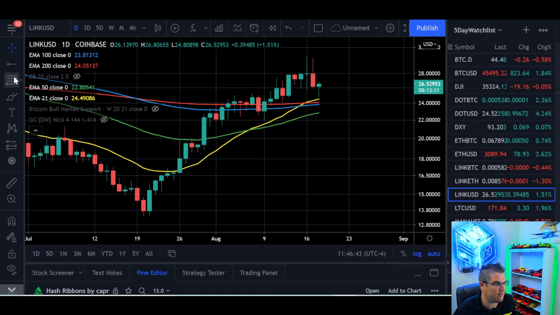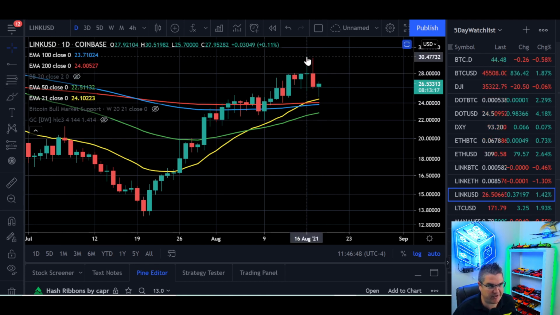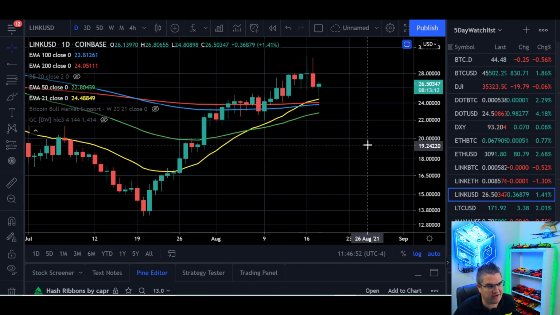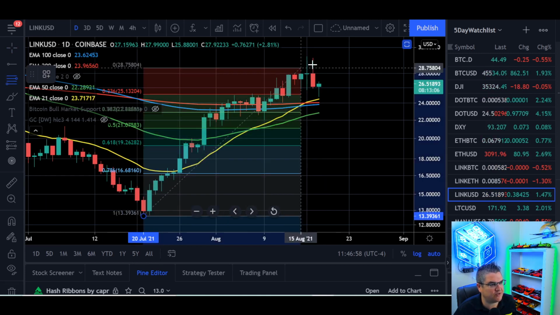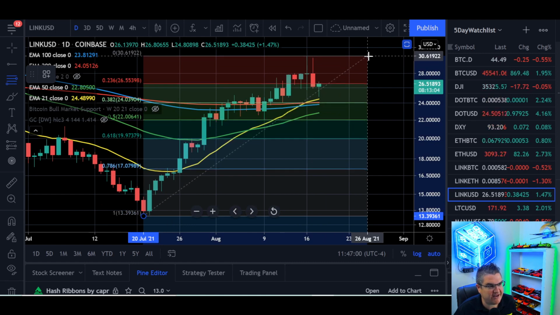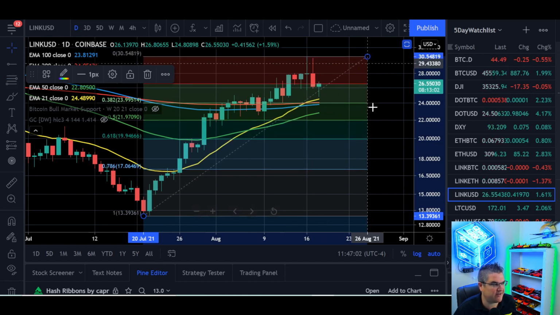If we want to look at more, let's say we are starting a pullback. Say this is our local top at $30.50 roughly, and say we're starting a pullback. Where should we look for the downside? I'm glad you asked. Let's look at our Fibonacci tool, swing low to swing high. They're roughly right there, okay?